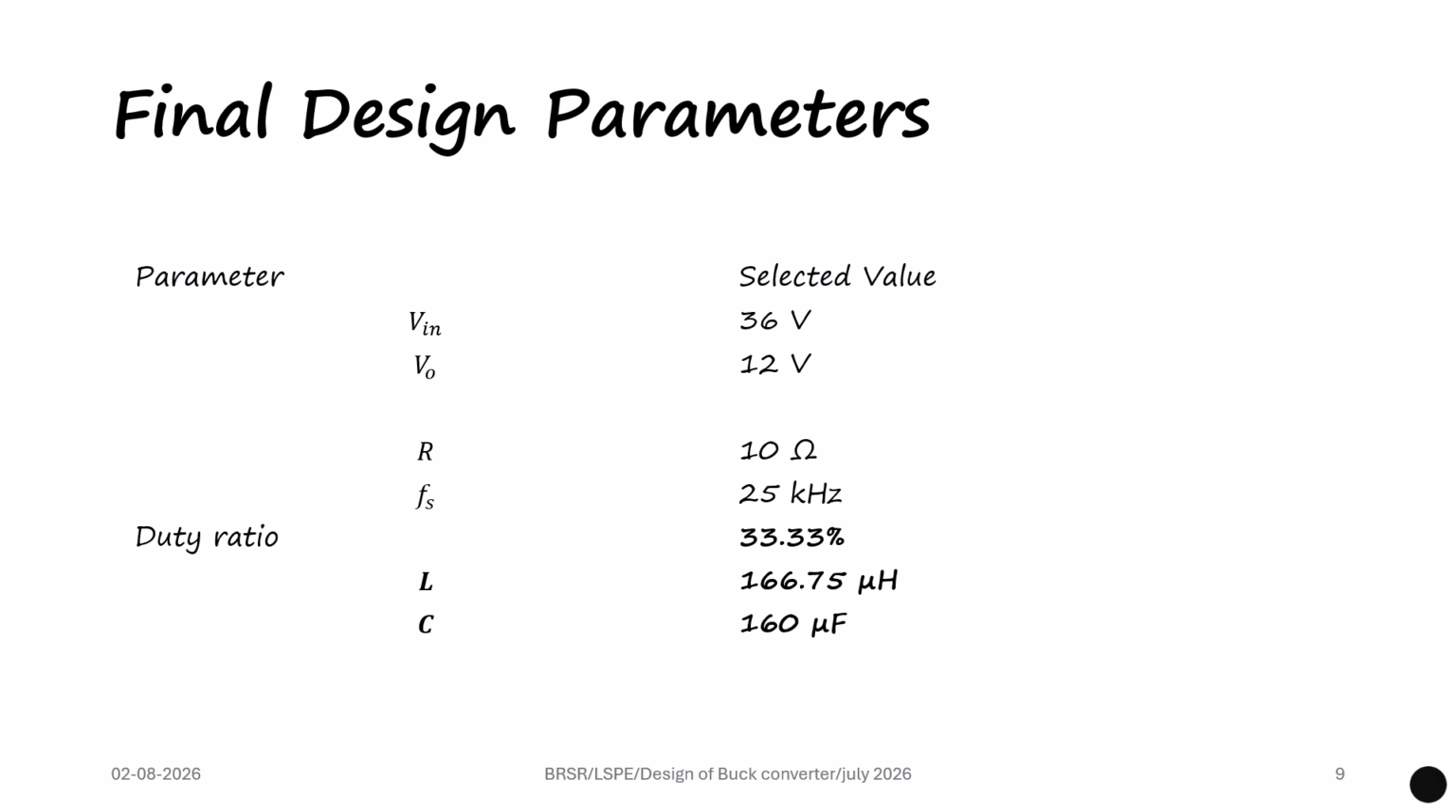The final design parameters are input voltage 36 volts, output voltage 12 volts, resistance 10 ohms, switching frequency 25 kilohertz. For this, we have found out the duty ratio as 33.33%, inductance as 166.75 microhenry, capacitance as 160 microfarad. Using all these values, we can apply in the circuit of a buck converter and try to simulate it using PSIM.